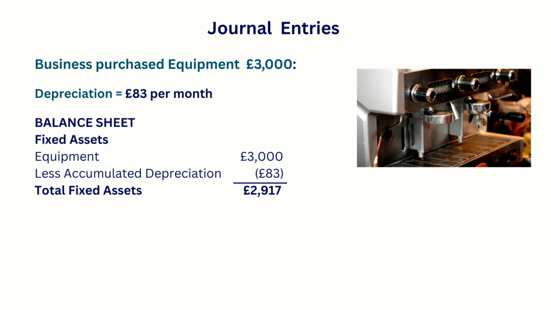Not performance, but position. The balance sheet shows £3,000 minus depreciation £83 equals £2,917. So the balance sheet shows the remaining value of the asset. Now you can see the full picture. Depreciation affects both statements. It reduces profit in the P&L and it reduces asset value in the balance sheet, and this is the power of accounting.